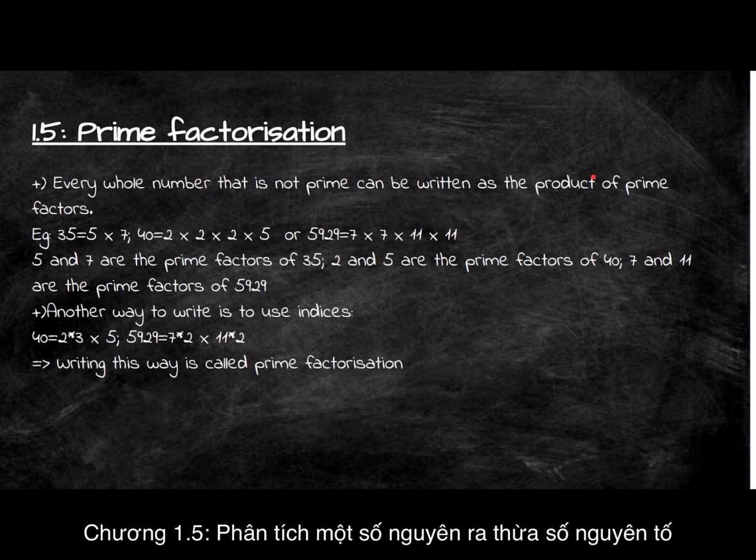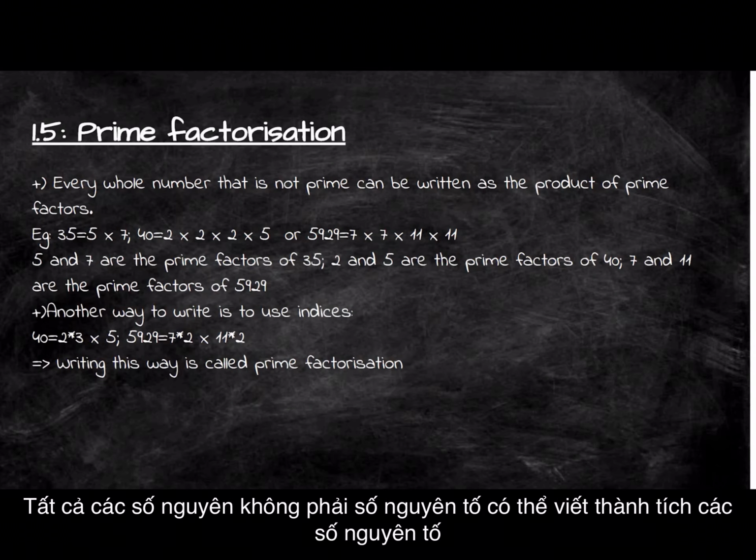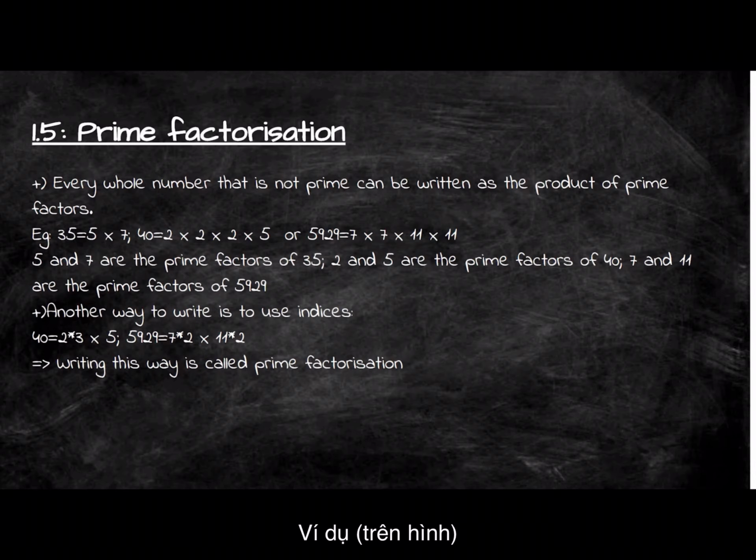Chapter 1.5 Prime Factorization. Facts. Every whole number that is not prime can be written as the product of prime factors. For example, 35 equals 5 times 7. 40 equals 2 times 2 times 2 times 5, or 5,929 equals 7 times 7 times 11 times 11. So we can see that 5 and 7 are the prime factors of 35, 2 and 5 are the prime factors of 40, and so are 7 and 11.